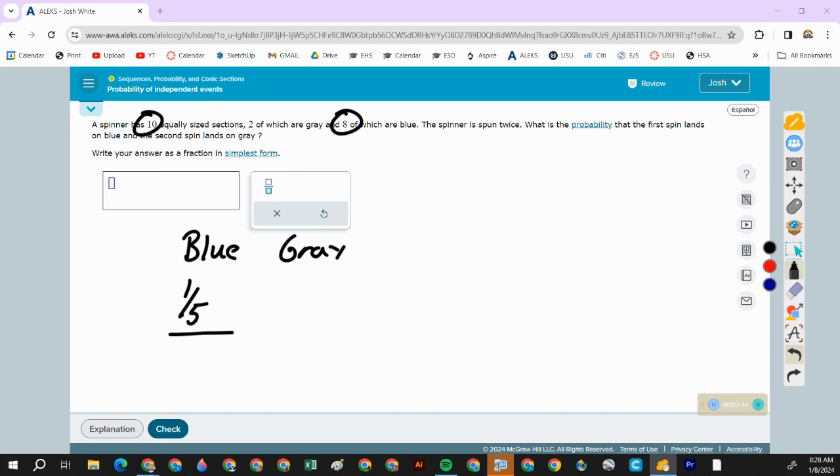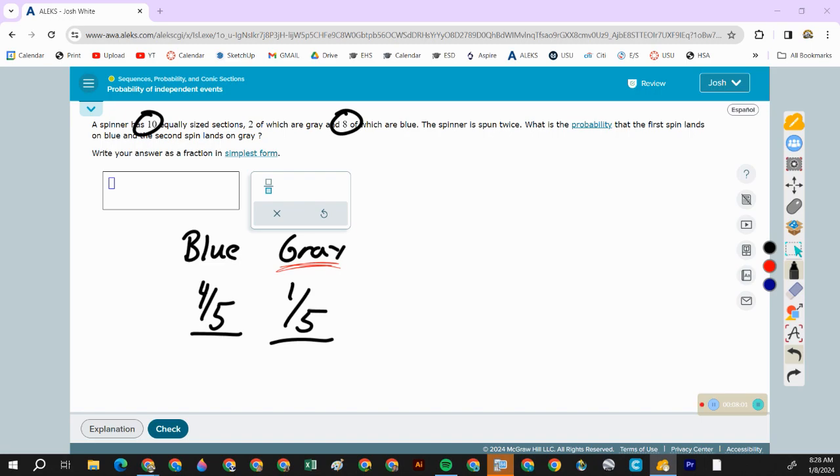Okay? All right. So what is the probability of getting a blue on the first spin? Oh, hey, why didn't you guys correct me? 8 out of 10 is 4/5. And what's the chance of getting gray on the second spin? 2 out of 10, which is 1/5.